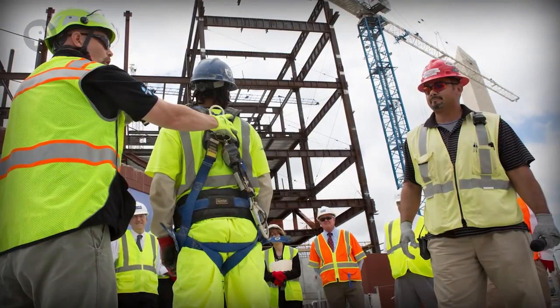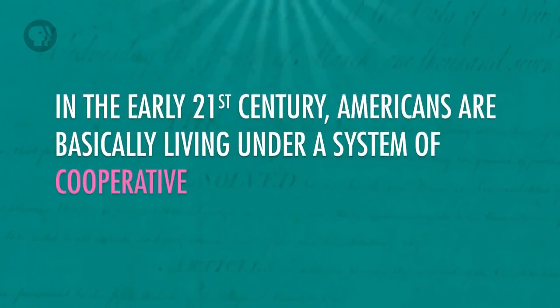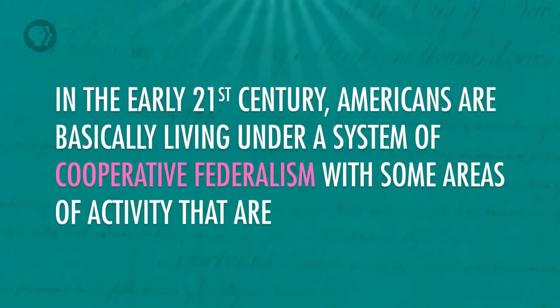A good example of this is OSHA regulations that employers have to follow. States don't like these, and Congress tried to do something about them with the Unfunded Mandates Reform Act, or UMRA, but it hasn't really worked. In the early 21st century, Americans are basically living under a system of cooperative federalism with some areas of activity that are heavily regulated. This is a stretch from the original idea that federalism will keep the national government small and have most government functions belong to the states.